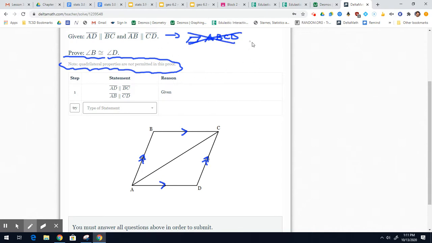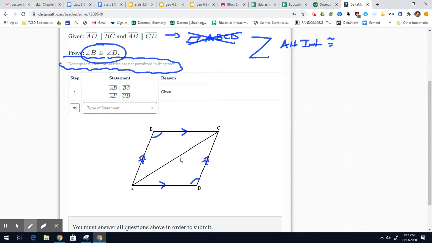But from parallel lines, we can use those angle pair relationships, and I hope you can see the Z, and you're thinking, oh, maybe some alternate interior angles being congruent, right? Hopefully that's what you're thinking. We want to prove that angle B and angle D are congruent. Well, how are we going to do that if we don't use the fact that it's a parallelogram?